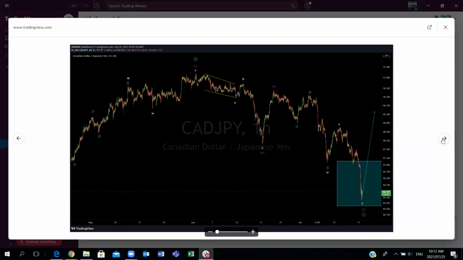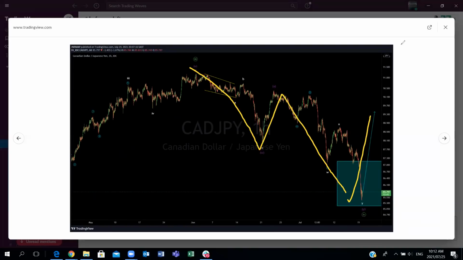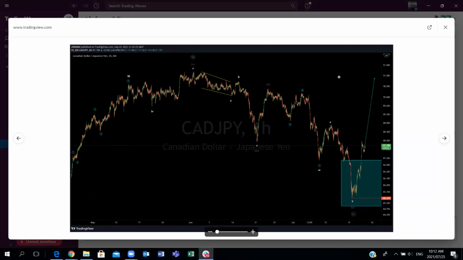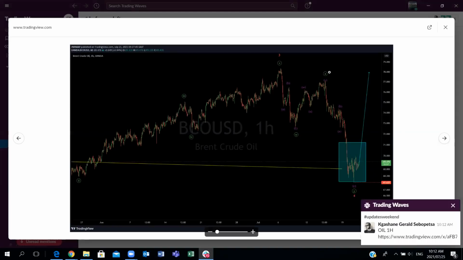That is pound yen, US rather, CAD yen. CAD yen WXY structure into the blue box, expected a move to the upside. How does that play out? Inch perfect, we've got that move to the upside. Now we're still expecting continuation to the upside. Does that continue to the upside? We'll see that as we do the market analysis shortly. That is the yen pairs. Brent crude from the blue box.